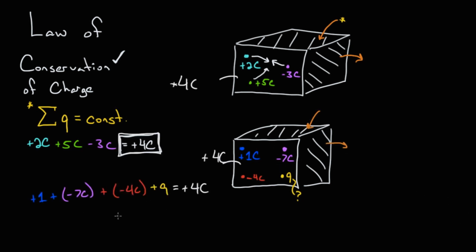So I get negative 10 coulombs plus, oh, you know, these q's look like 9s. Sorry about that. This is the law of conservation of charge. I might add a little tail. This isn't the law of conservation of 9s. So this is a little q. This is a little q, not a 9. And so plus q equals 4. Now we know that q has to have a charge of 14 coulombs in order to satisfy this equation.